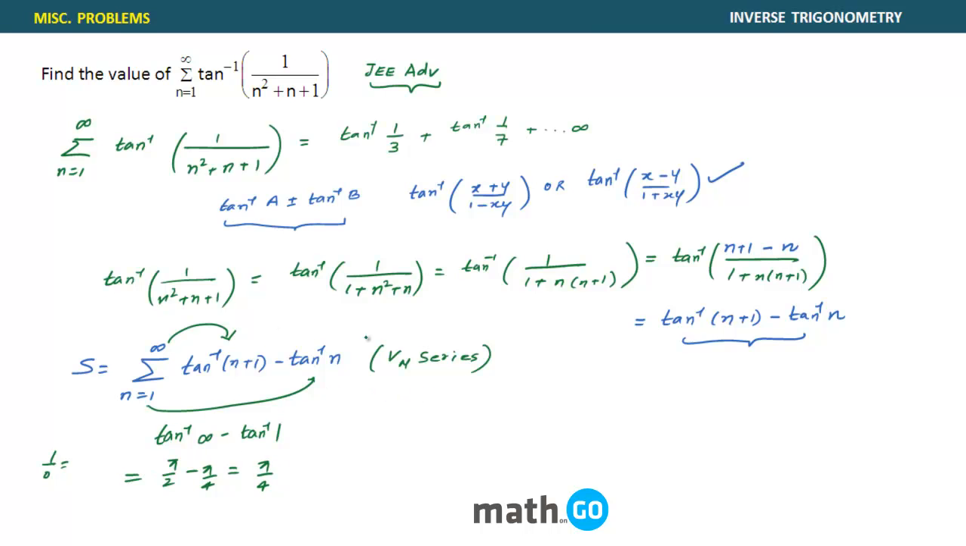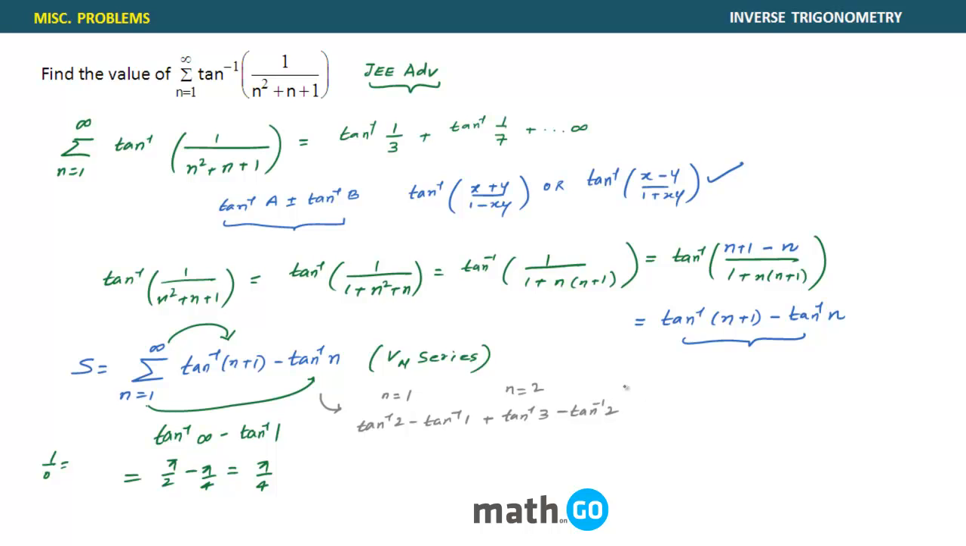People who are not comfortable with Vn, what they can think of this series as, let's start putting the value of n as 1. If you put n equal to 1, what answer are you going to get? Tan inverse 2 minus tan inverse 1. Let's put n equal to 2, then what you will get? Tan inverse 3 minus tan inverse 2, right?